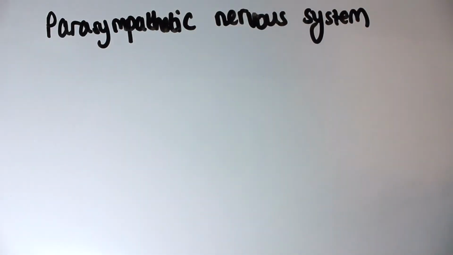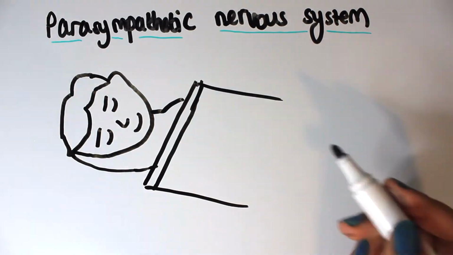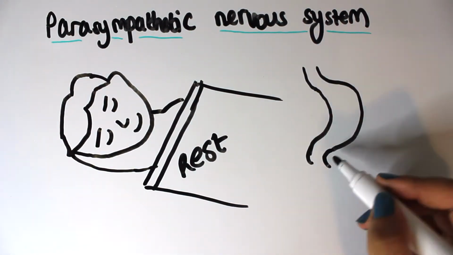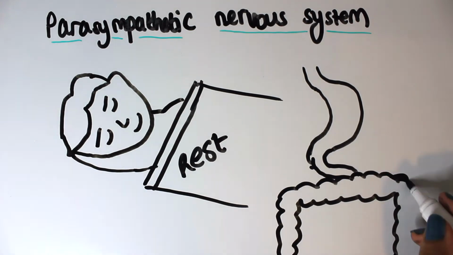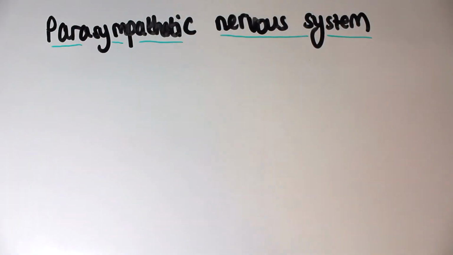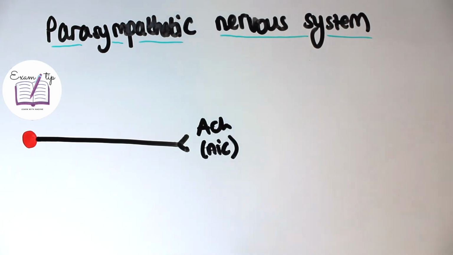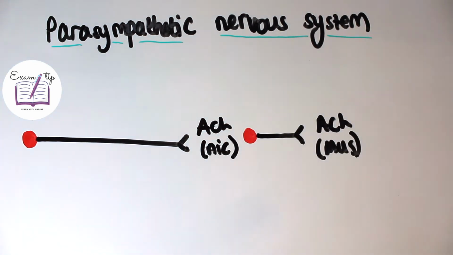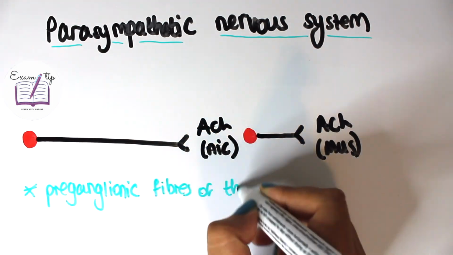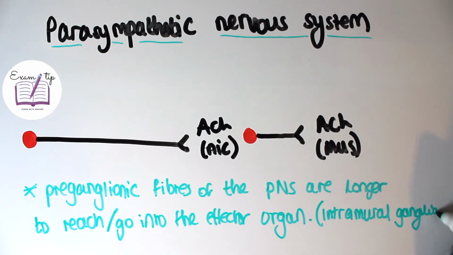So we've said that the sympathetic nervous system is responsible for the fight or flight reaction. The parasympathetic nervous system is responsible for resting and digesting, so it's literally the opposite of the sympathetic nervous system. The parasympathetic preganglionic fibers are longer and the postganglionic fibers are shorter. The reason the preganglionic fibers are longer is for it to reach or go into the effector organ, so they're sometimes known as intramural ganglia.